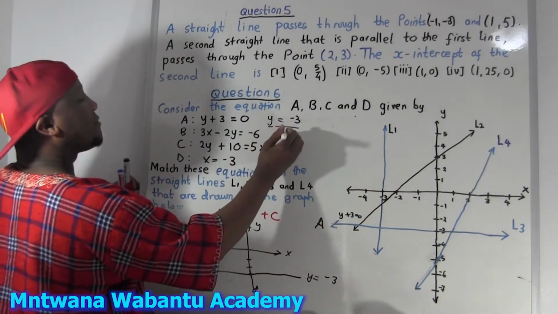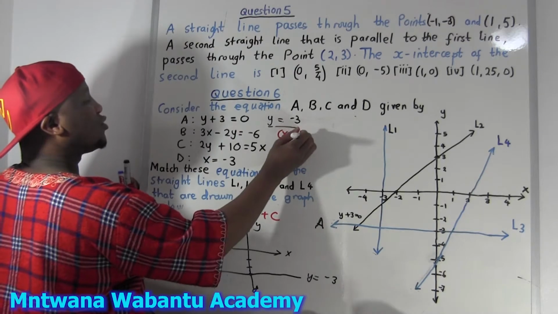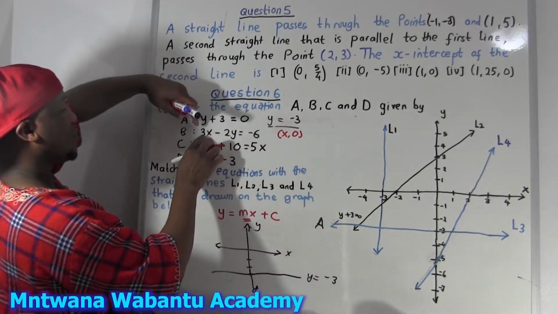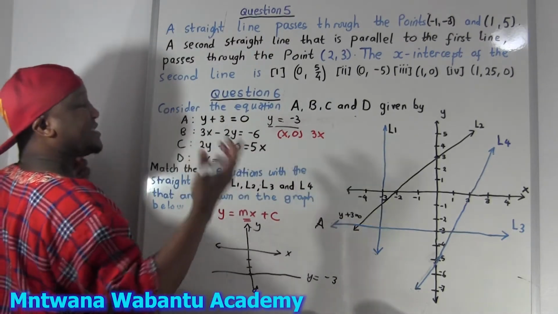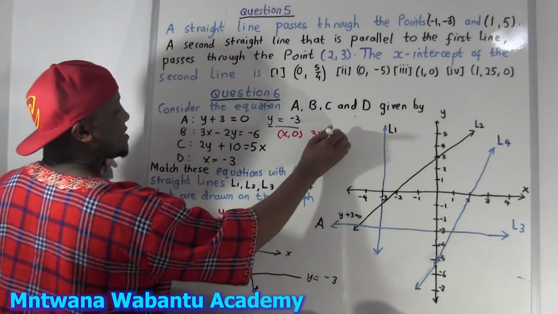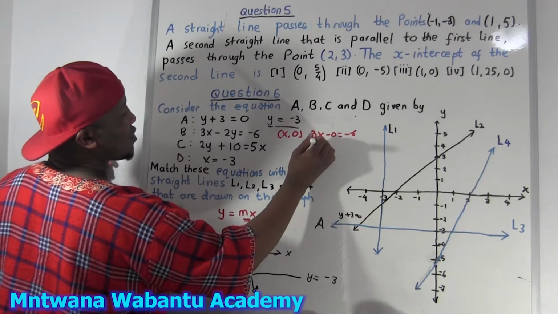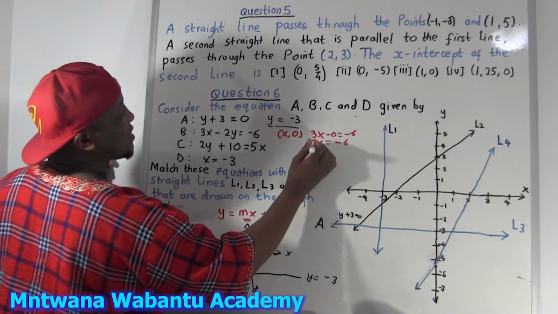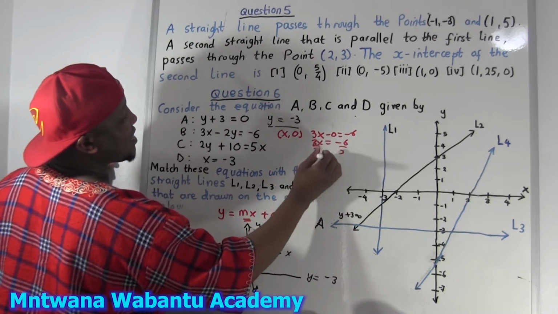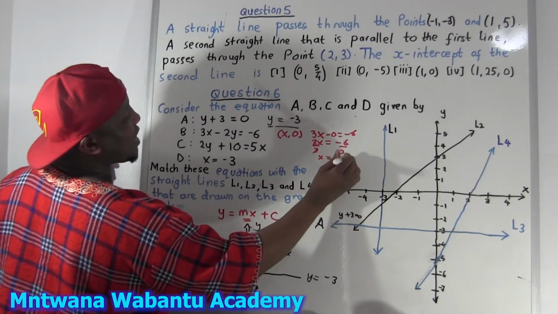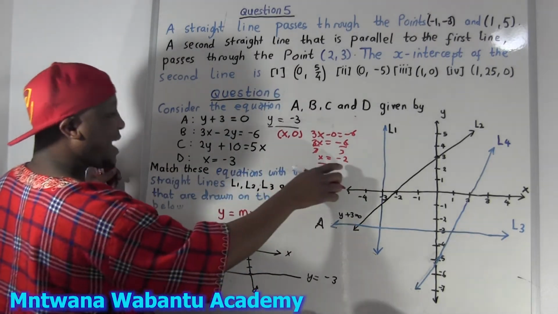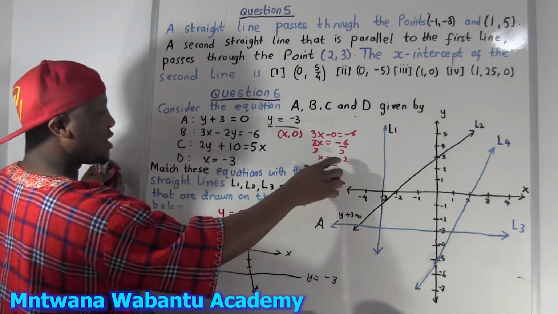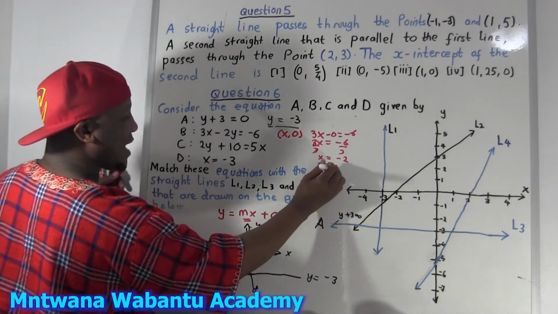Now let's go. When finding the x-intercept, y equal to 0. So this is just 3x, and y is going to be 0, so negative 2 times 0 is 0. So 3x equal to negative 6. Divide by 3, divide by 3. This and this cancel. So x equal to negative 6 divided by 3, which is negative 2. So the x-intercept is at negative 2.